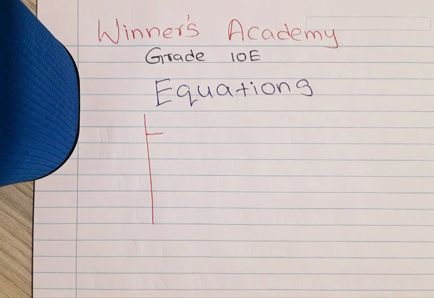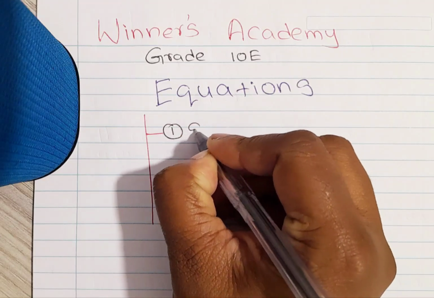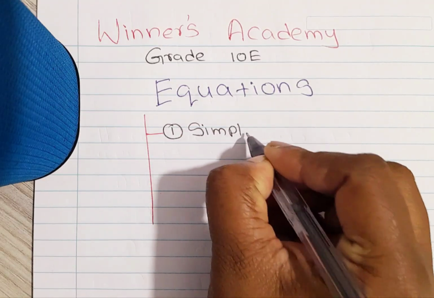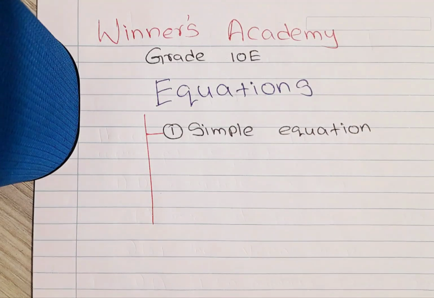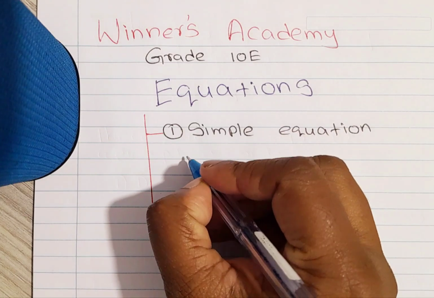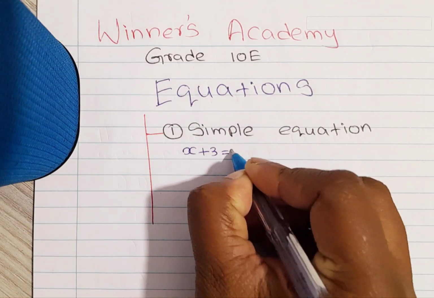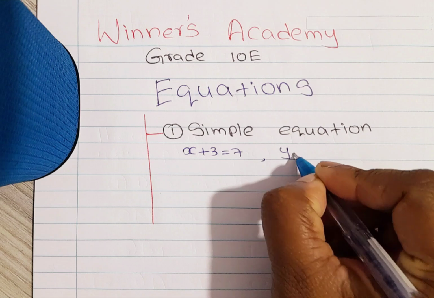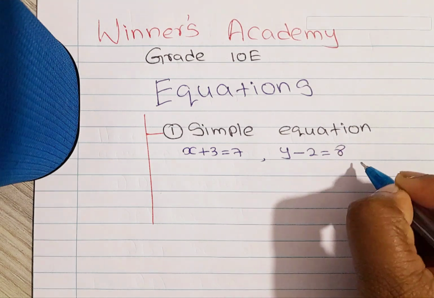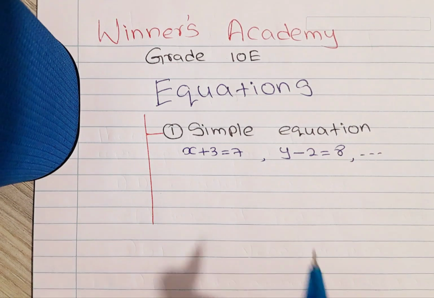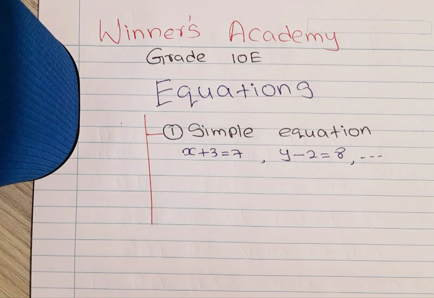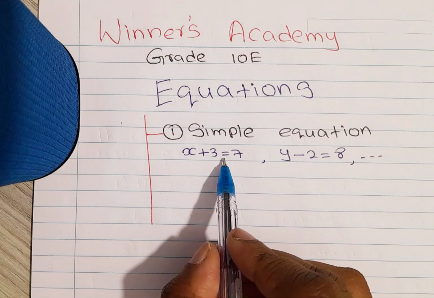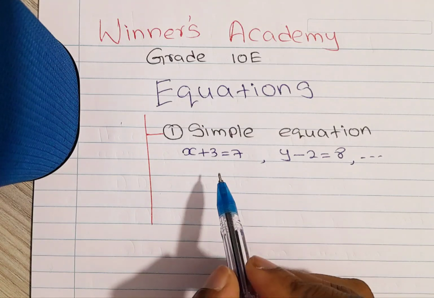First one is what? First one is simple equations. I can write down some examples like x plus 3 equals 7, and y minus 2 equals 8. You can see that there is only one variable, so that kind of equation we call simple equations. Also keep in mind that in equations there should be an equal mark also.